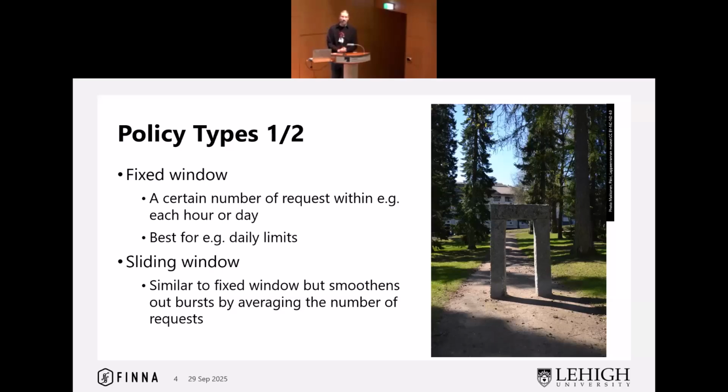Different policy types to use with the rate limiter. Kind of traditional is a fixed window. You have a certain number of requests you can use each hour, or maybe for each day. Sometimes useful for daily limits of an API. You can do this amount of searches and you'll be blocked after that. Or a sliding window that kind of smooths out some of these bursts of activity, but is basically quite similar to a fixed window otherwise.